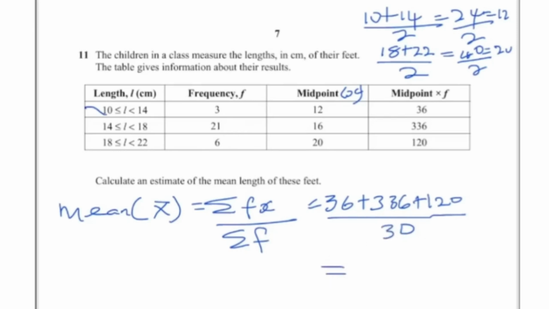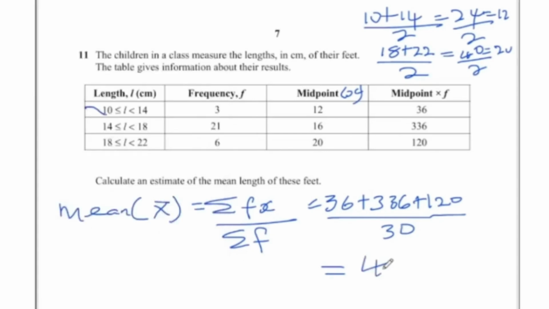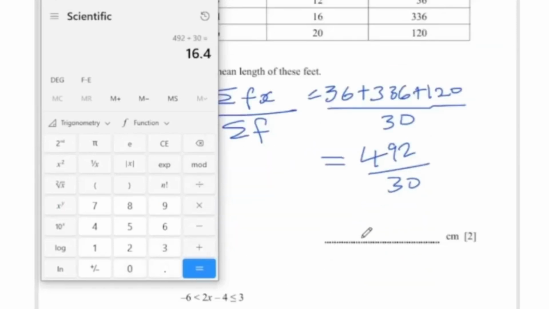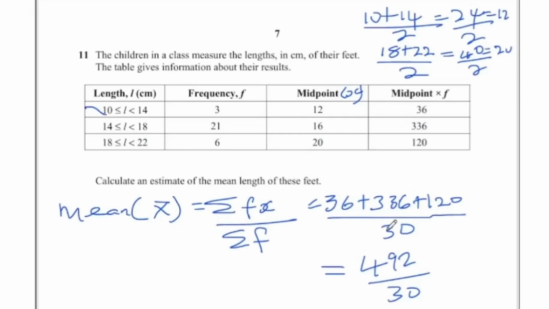Okay, so we simply pull up our calculator once more and let's see what we get here. 36 plus 336 plus 120 gives us 492, divided by 30. So we have 16.4 centimeters. So this is the mean length of the feet of the students in that class.